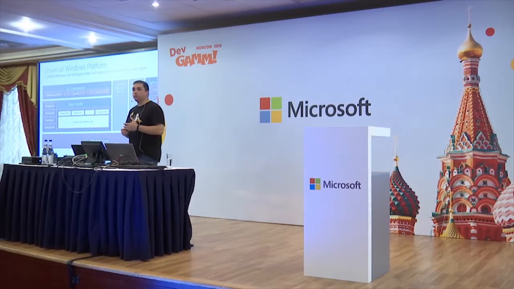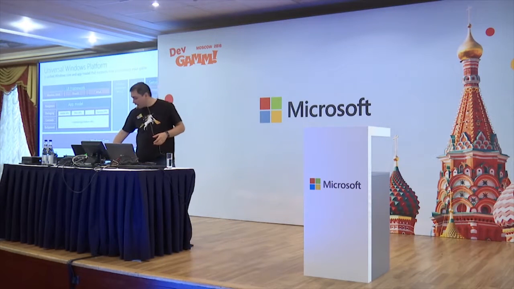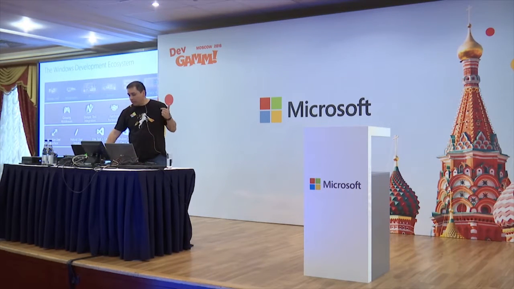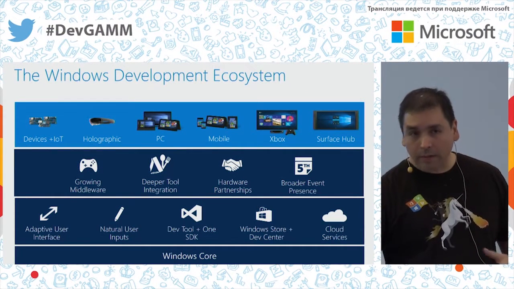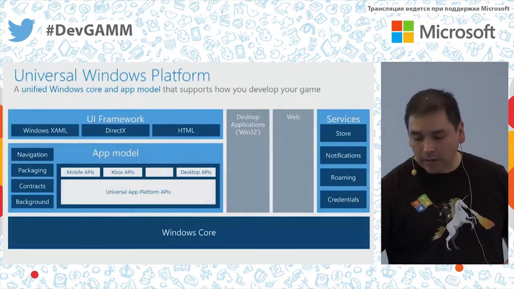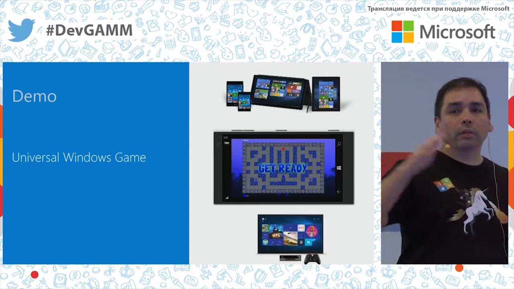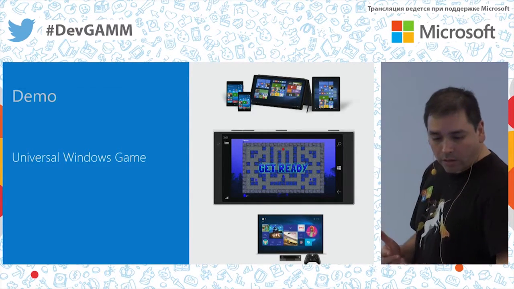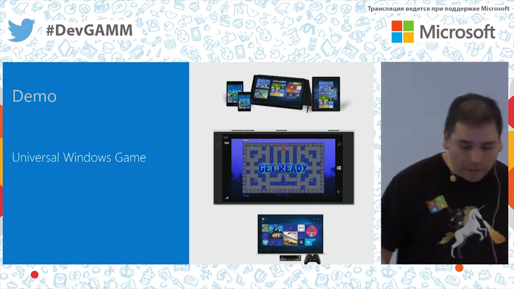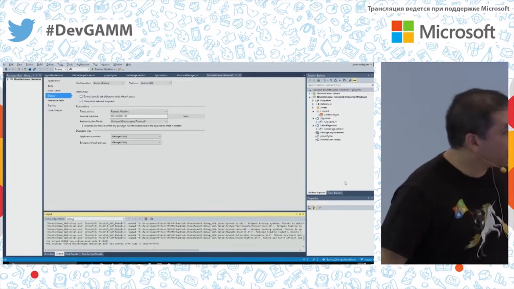In the context of the Universal Windows Platform, which is a new platform that we have for writing games that run on the Xbox, HoloLens, PC, Windows Phone, and Surface Hub. What you're going to see today is a game where we can write a game once, and then deploy the game everywhere: on your PC, your Xbox, or your phone.